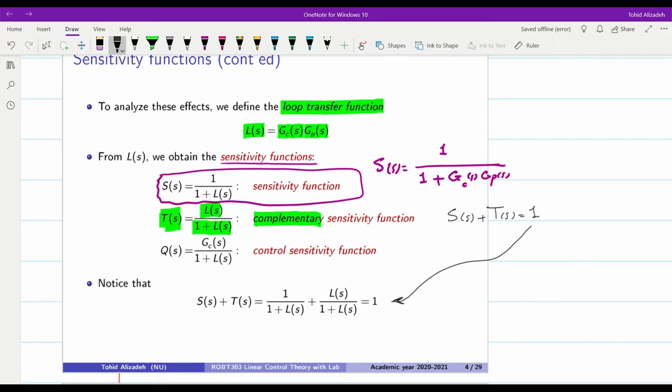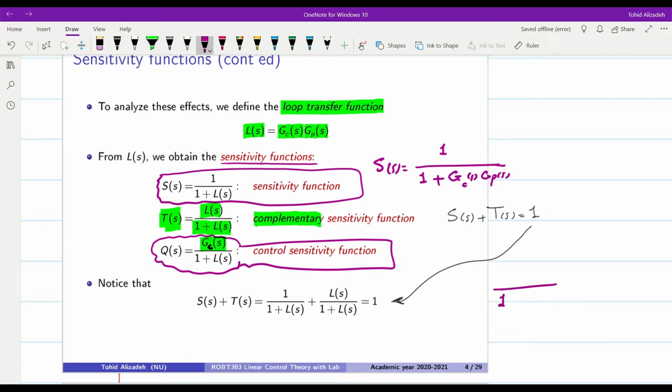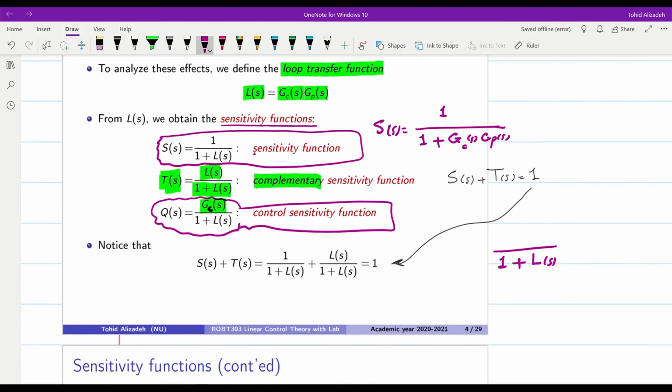The next sensitivity function is called the control sensitivity function, and it is a little bit different from the previous ones. It's obtained as GC, the transfer function of the controller, over 1 plus L of S. Something to notice for these sensitivity functions is that all of them have the same denominator. So in the denominator, there is 1 plus L of S for all of them. So we have three sensitivity functions: the main sensitivity function, the complementary sensitivity function, and the control sensitivity function.